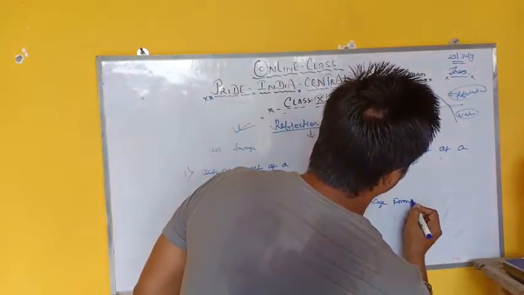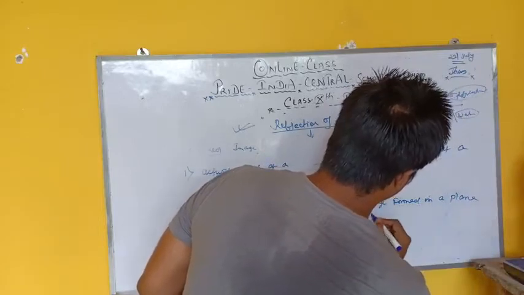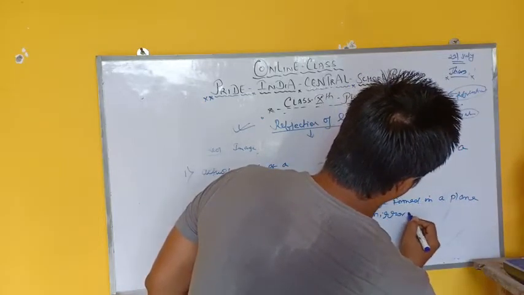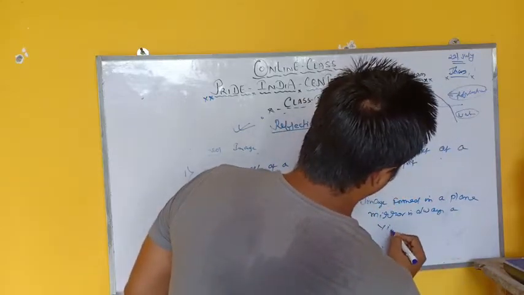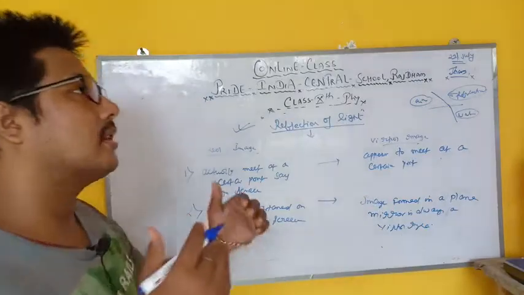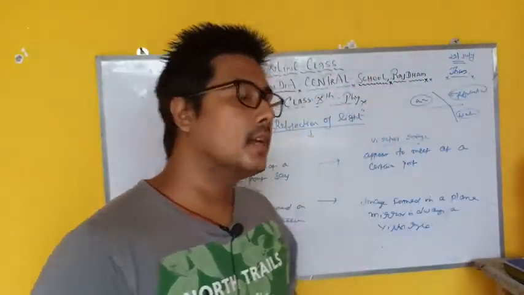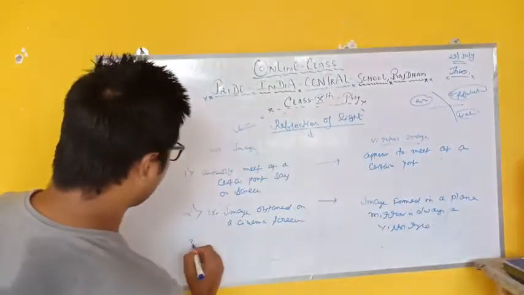Image formed in a plane mirror is always a virtual image, right? Because somewhere behind the object the image is formed. So that is a virtual image. Okay. Now what type of this can be seen in this?